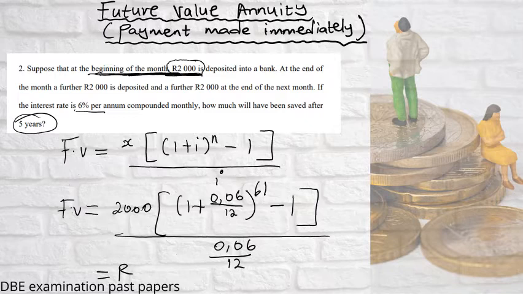So the correct answer will be 142,237.76. So that's the final answer. 142,237.76 will be the money that will be saved. Okay.